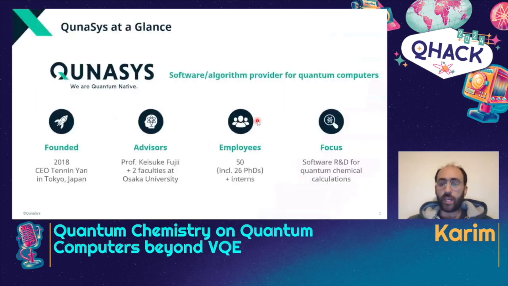Just for a little recap, Kinesis is a quantum computing startup based in Tokyo, Japan. It was founded in 2018 by our CEO Tenin Yan. We have some advisors at Osaka University, including Professor Keisuke Fuji, who is a big professor in quantum information. We have about 50 employees, with half of them having a PhD either in physics or in chemistry, and we develop algorithms and software for quantum chemistry using quantum computers.